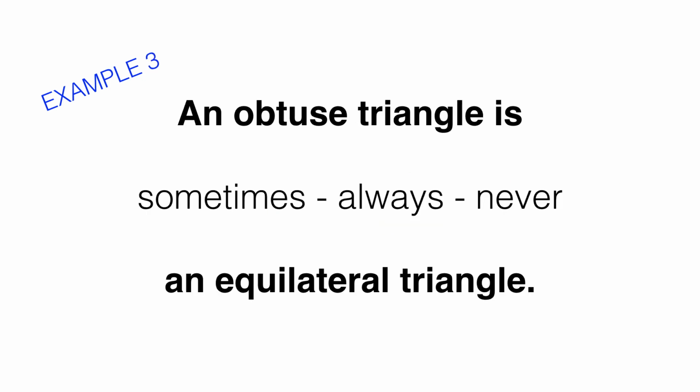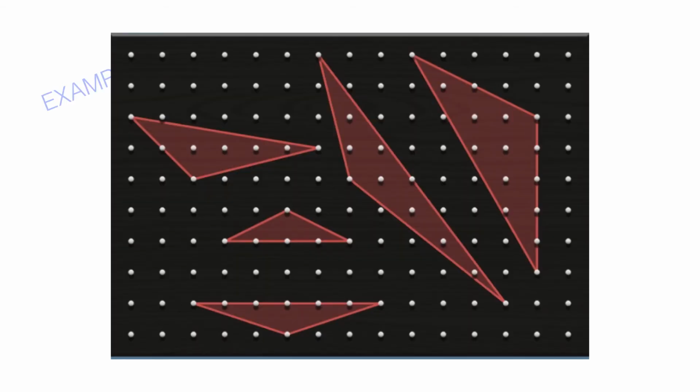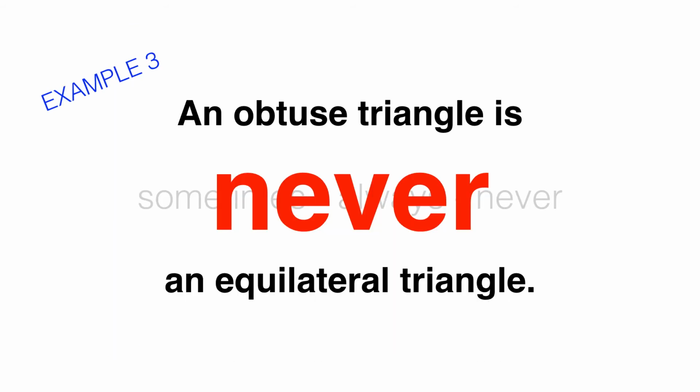Here's a third example. An obtuse triangle is sometimes, always, or never an equilateral triangle. So we might start by creating lots and lots of obtuse triangles on our geoboard. As we look at these obtuse triangles, we notice that none of them have all three sides being the same measure. Therefore, we conclude that an obtuse triangle is never an equilateral triangle.